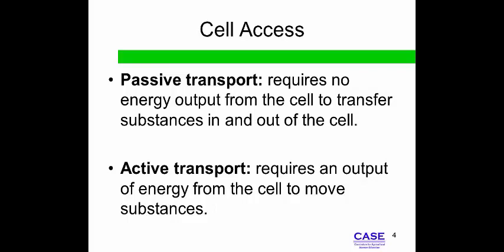When materials are too large or too slow to pass through the cell membrane, active transport occurs. Cells expend energy during active transport. Endocytosis is one specific method of active transport.